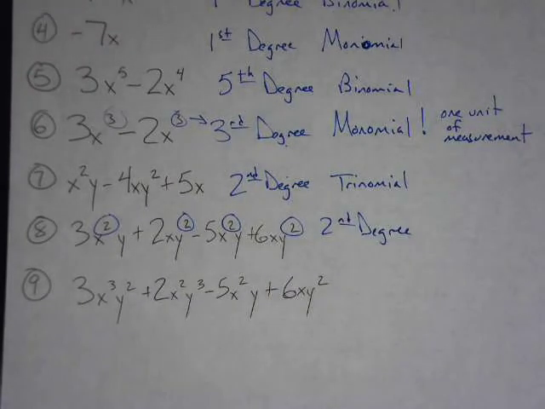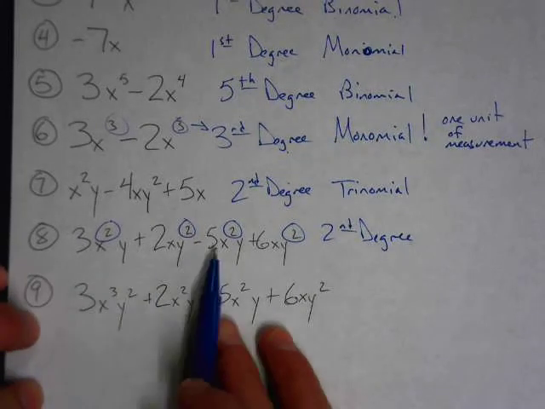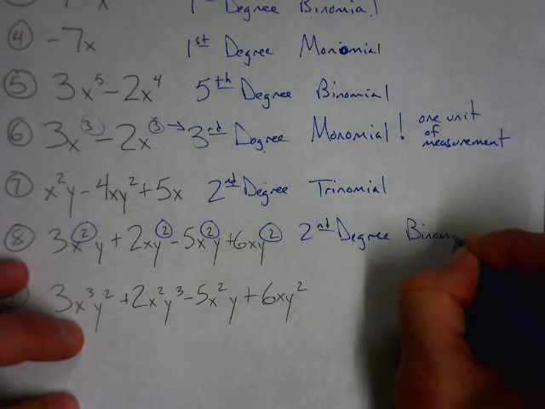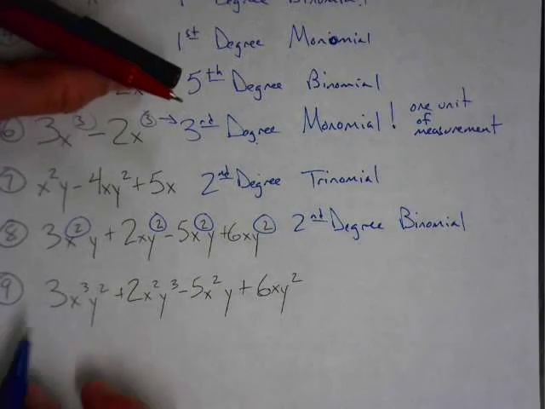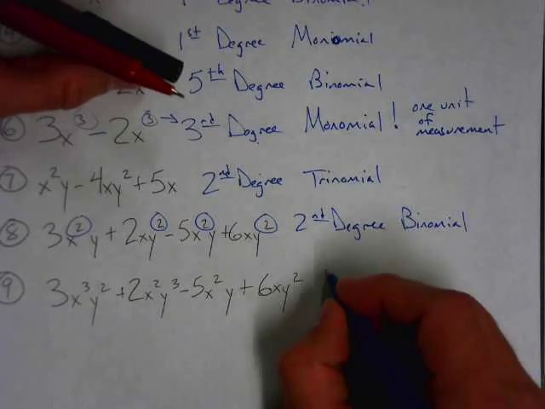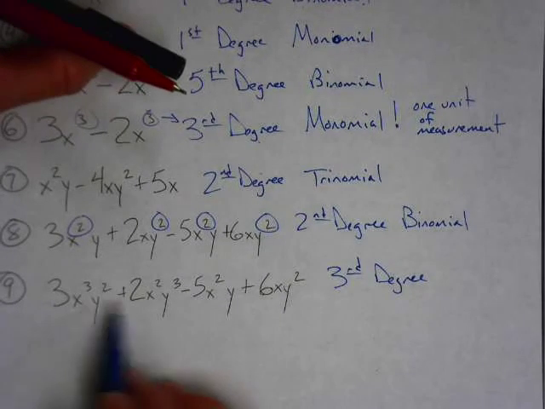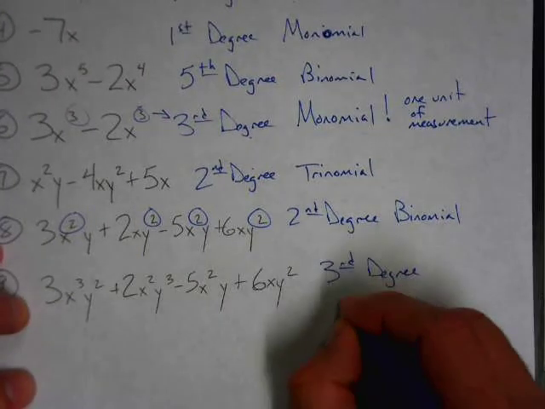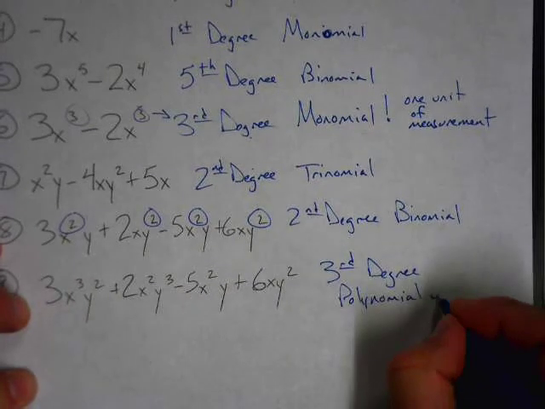But once we combine these like terms, we're going to have a binomial on our hands because there's only going to be 2 units of measurement. So this is actually a binomial, right? So it is a second degree binomial. And then lastly, number 9, a third degree. Well, what? All 3 of these are different units of measurement. And if they're all different units of measurement, that's what we're going to end up with. Polynomial with 4 terms. And that is how we name polynomials.